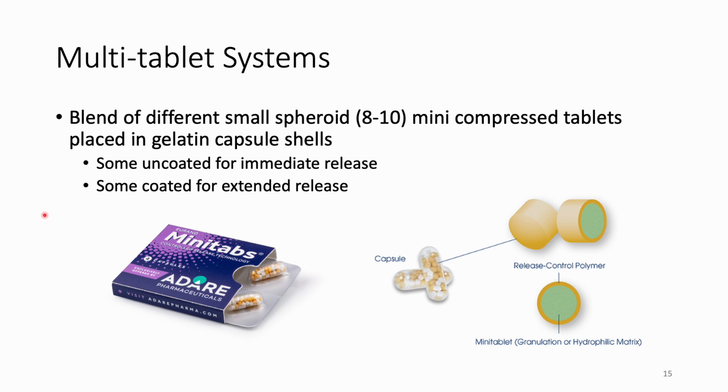Another technology for extended release is the multi-tablet system. In multi-tablet systems, there is a blend of different small spheroids, about 8 to 10 mini compressed tablets, placed in a gelatin capsule shell. Some mini compressed tablets are uncoated, which will provide immediate release, and some mini tablets are coated to provide extended release.